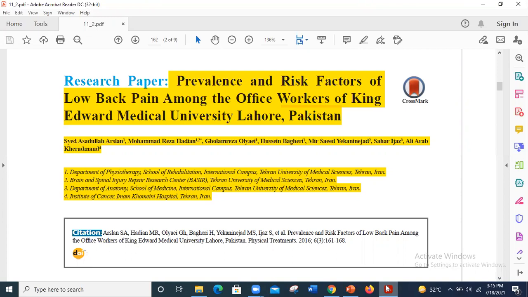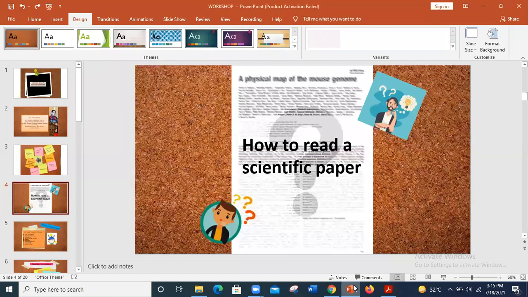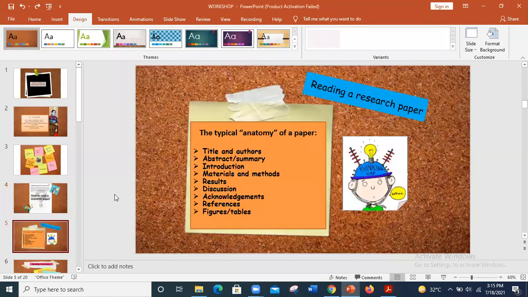Okay. First of all, many of you may not have seen a research paper, how it looks, what a research paper is about. So first of all, let's discuss the main headings of the research paper. For this, you can see on my screen the title, anatomy of a paper. You can say the structure of our research paper.